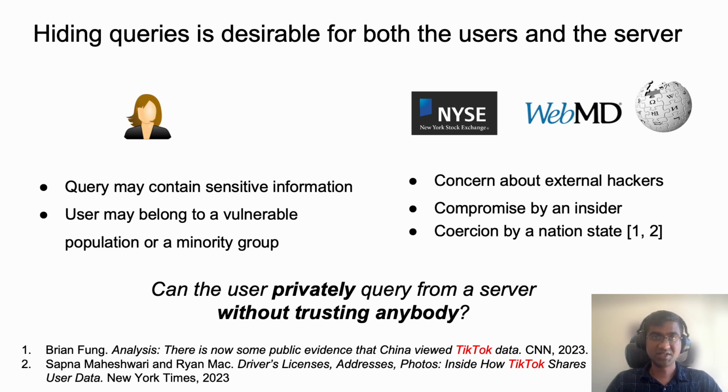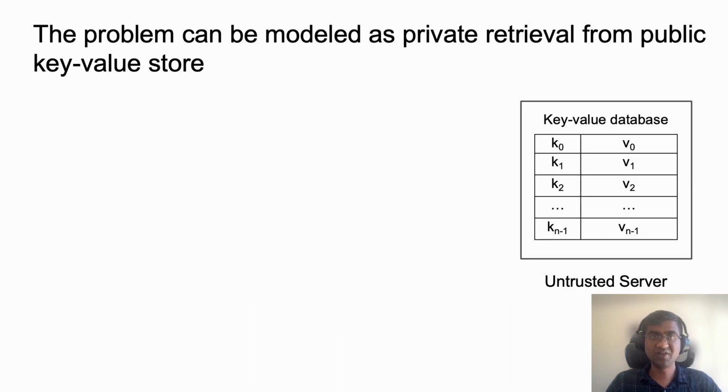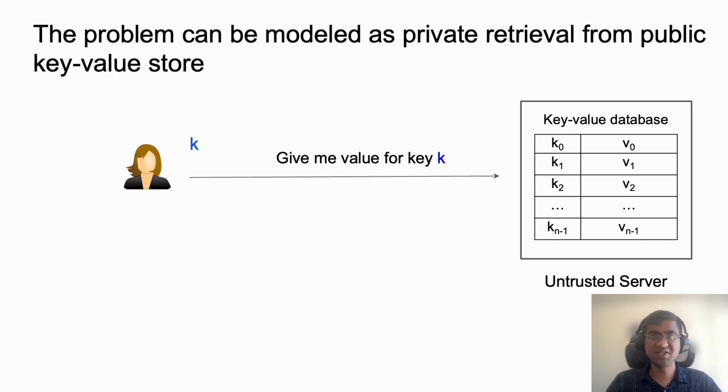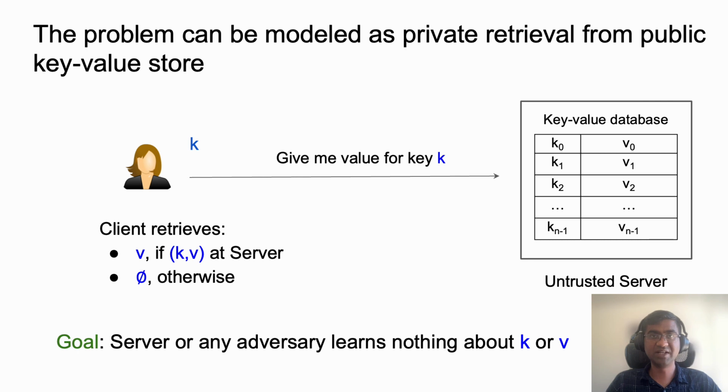The problem we just discussed can be modeled as private retrieval from a public key-value store, where an untrusted server has a key-value database and a client is interested in a particular key. The client constructs a query for the key and sends it to the server, and as response gets back the corresponding value if the key exists in the server's database. The privacy goal is that no one other than the client should learn anything about the key or the value.